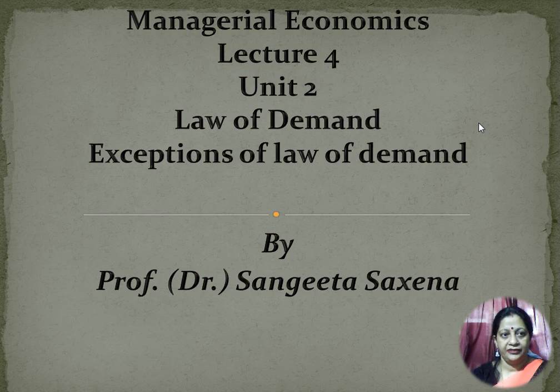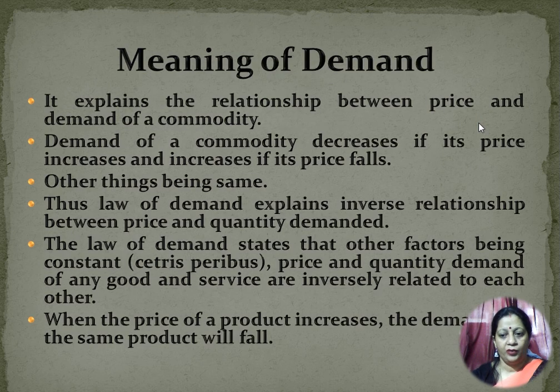So generally, if we talk about the word demand, then what is demand? It explains the relationship between price and demand of a commodity. That means what is the relationship between the price and quantity demanded of a commodity. If price increases, then the demand of the product decreases, and if the price decreases, then the demand of the product increases. So we can say that there is an inverse relationship between the price and quantity demanded.